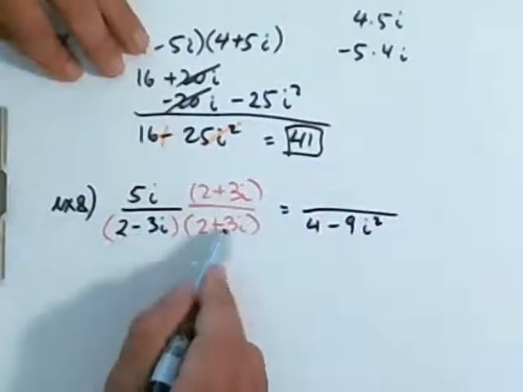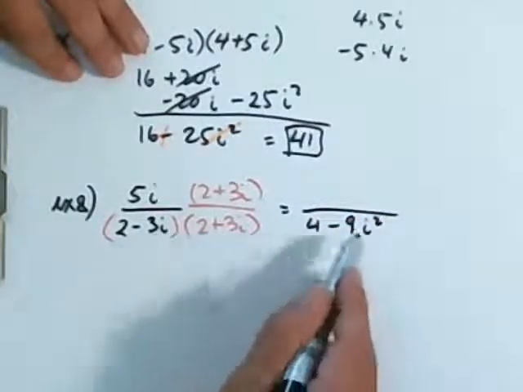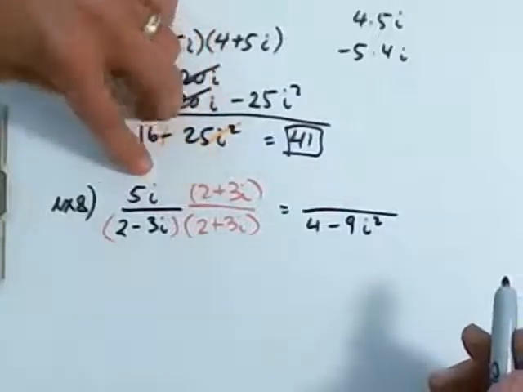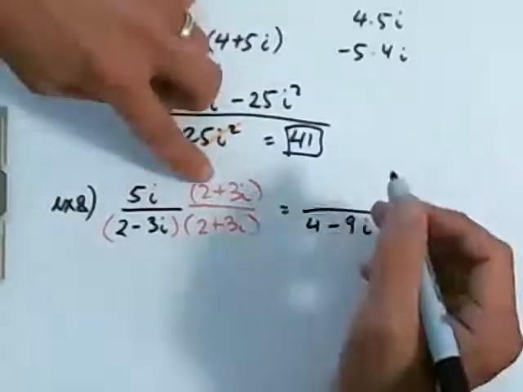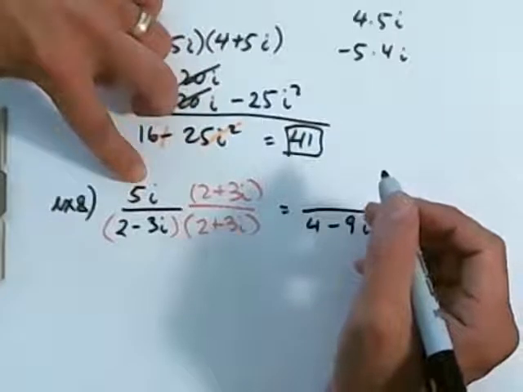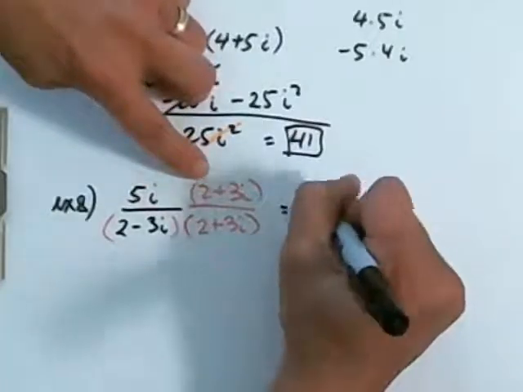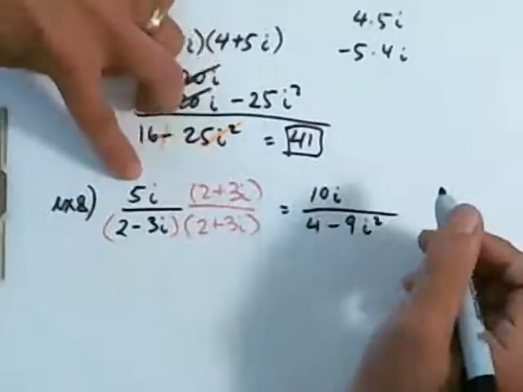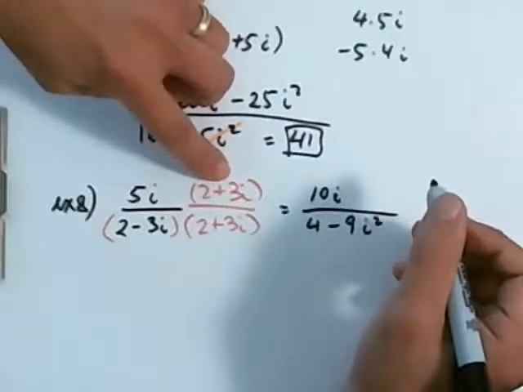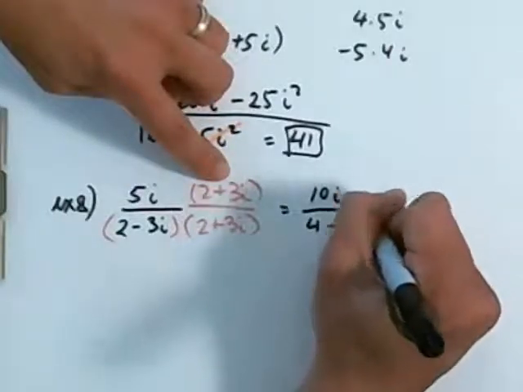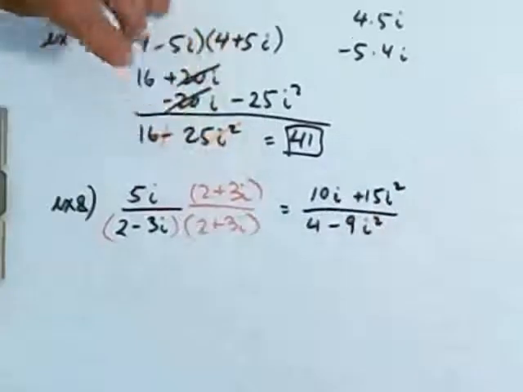Don't forget, 3 times 3 is 9. i times i is i squared. We distribute this out again. So you end up with 2 times 5i, or 5 times 5i times 2, which is 10i. And then plus 5i times 3i squared. 3i is going to be plus 15i squared.